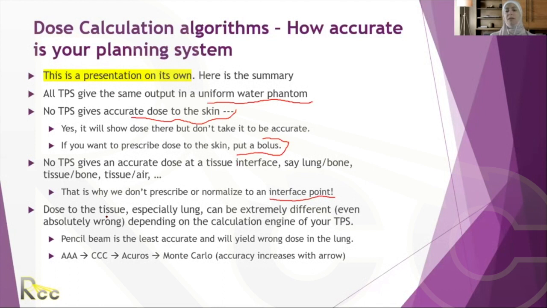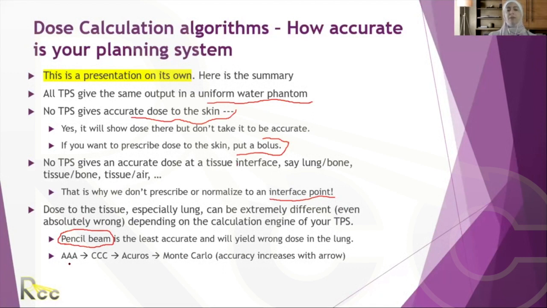What you see in the planning system, and I think last Sunday's lecture gave a very nice figure that showed the PDD from different algorithms. Some algorithms will completely give you a wrong dose inside the lung, and those would be basically pencil beam. If you have pencil beam, I would highly recommend not to use it. It is okay if you're doing areas where tissues are comparable, like inside the brain, in the pelvis, extremities. But if you're treating the lung, it is better not to use pencil beam.